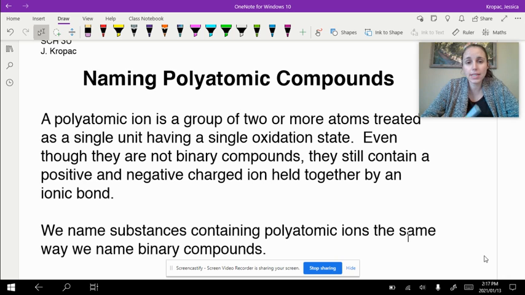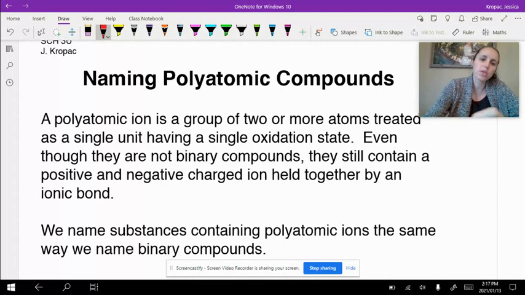So what we're going to be looking at today, still a review of grade 10, is naming polyatomic compounds. What polyatomic means is many. It essentially just means more than two. Before we were looking at binary, now we're looking at something that's maybe got 3 or 4 atoms that are grouped together. Polyatomic compounds contain what's called a polyatomic ion.